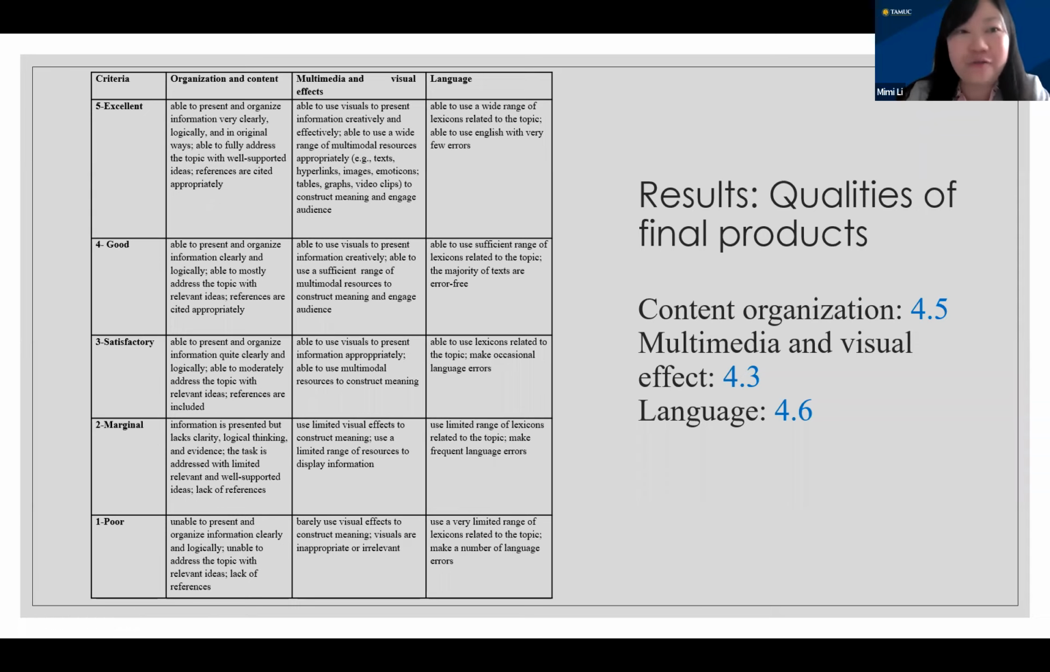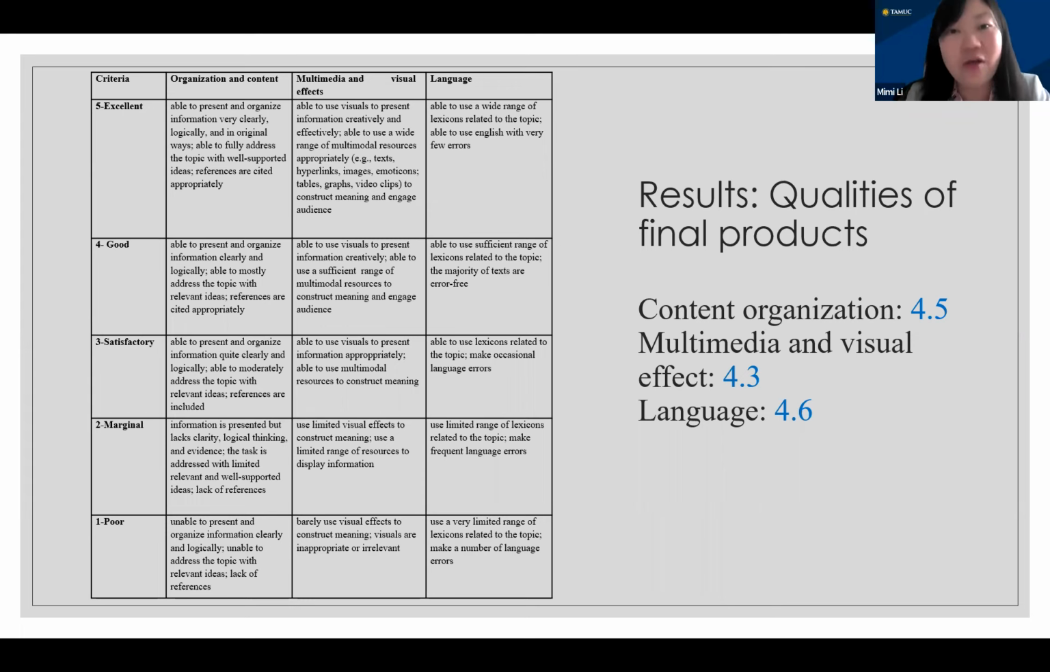As you can tell, if the students reach 5, the excellence band, then we know students are able to present and organize information very clearly, logically, and in original ways. And they are able to fully address the topics with well-supported ideas, and the references are cited appropriately. In terms of the visual and multimedia effects, the students can present the information creatively and effectively. They are able to use a wide range of semiotic resources, such as texts, hyperlinks, images, emoticons, tables, videos, and so on and so forth, to construct meaning and engage the audience.